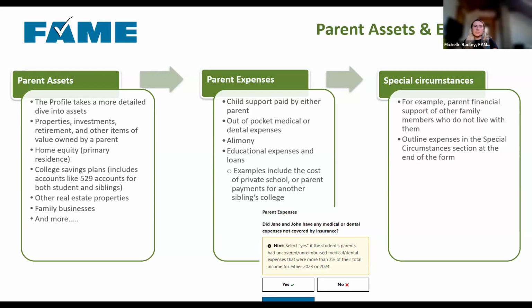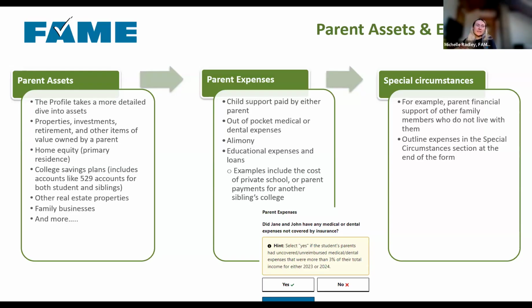And then the special circumstances section as well. This is particularly, again, geared towards the expenses portion. So that can range anything from maybe you needed to replace the roof on your house and you want to include information about that. Maybe the parent provides financial support to another family member, but that family member doesn't live with them. So that wouldn't be something that is asked for black and white on the form, but something you would want to provide information on in the special circumstances section.